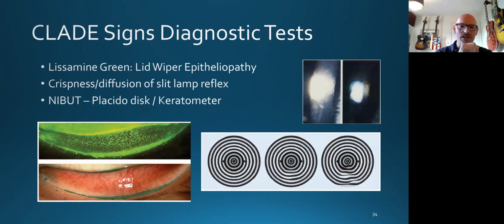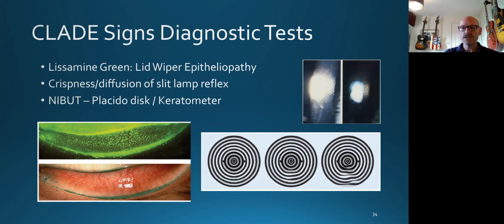But as soon as you roll the lids out and invert the lids, you can see that Marx's line has broken down, and we see the broadening of Marx's line there. It indicates lid wiper epitheliopathy, which of course does respond really nicely to the use of lubricants and wetting agents.